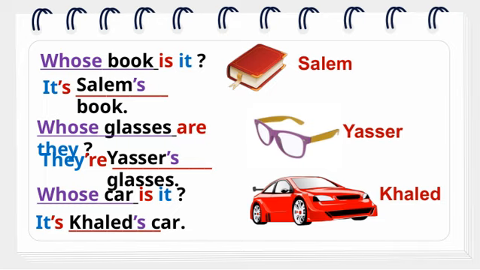Finally, we see Salem's book. Similar to the first example, it's it, followed by the blank indicating the need to fill in the correct form. The question is, whose book is it? And the answer is Salem.